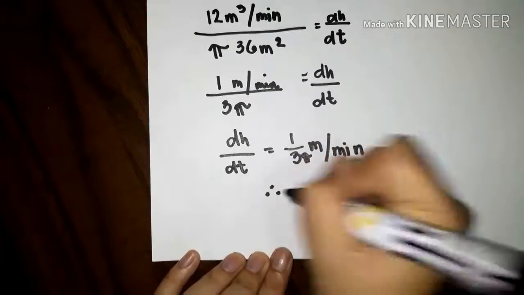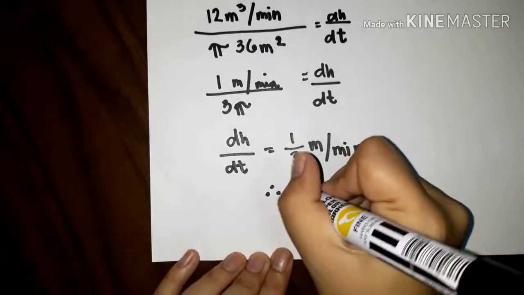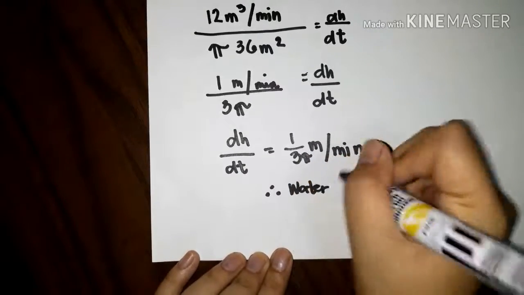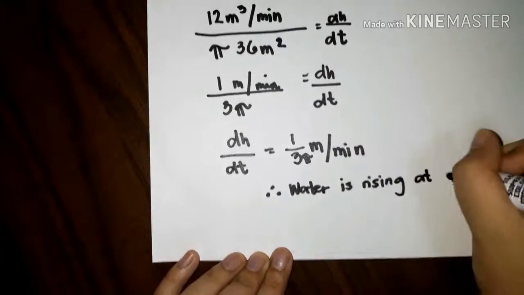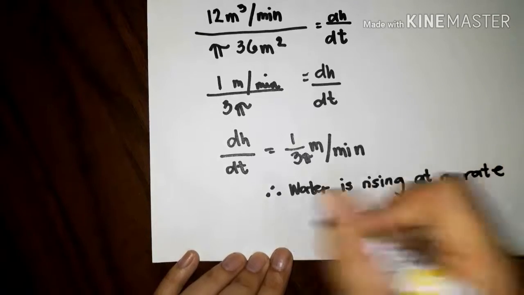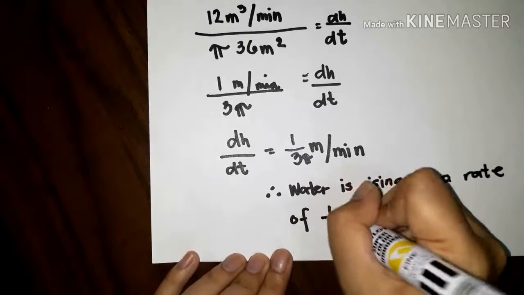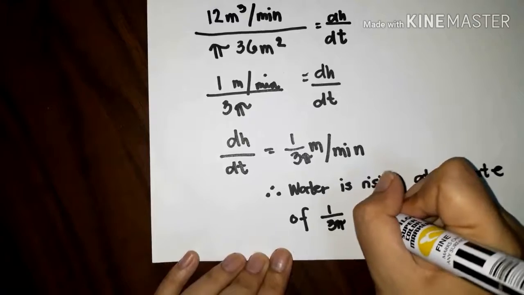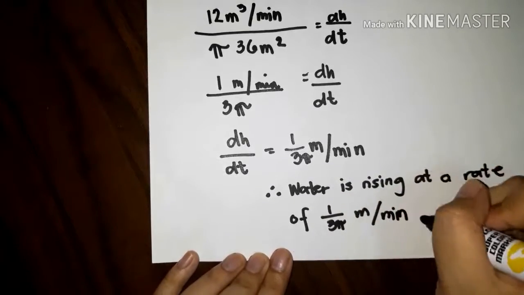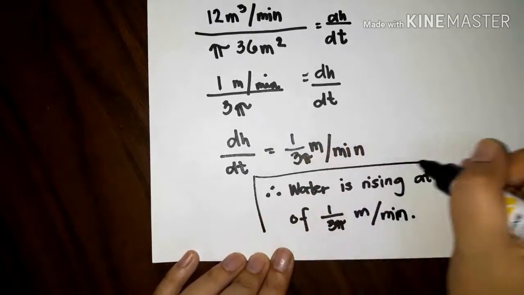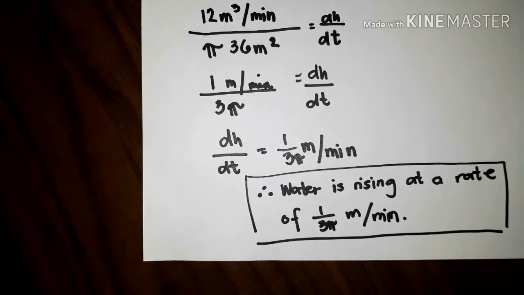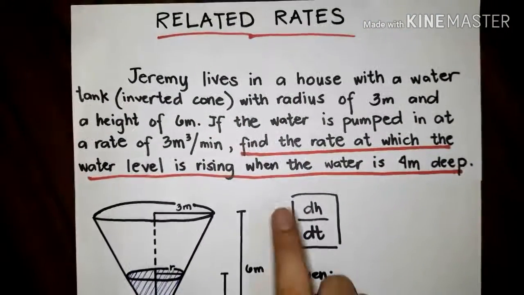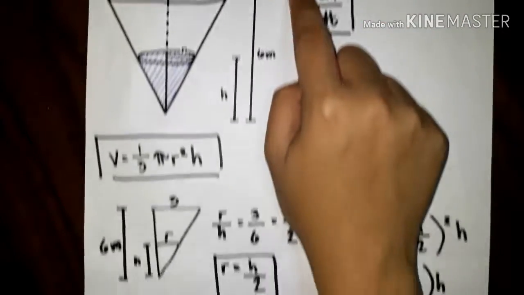We want to write our conclusion now, wherein the water is rising at a rate of 1/3 pi meters per minute. So now we have reached our answer. This is our final answer for the given problem that we have here.